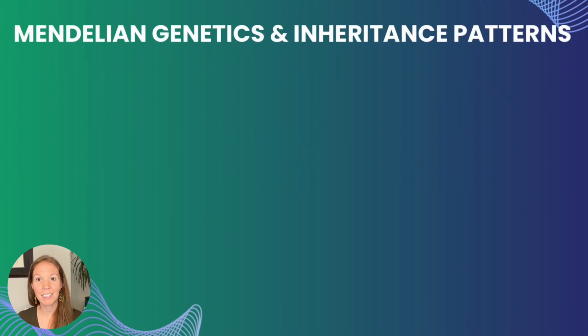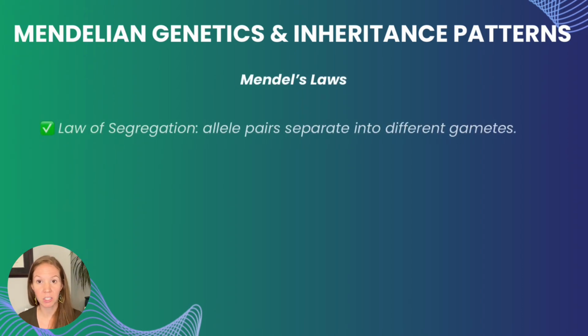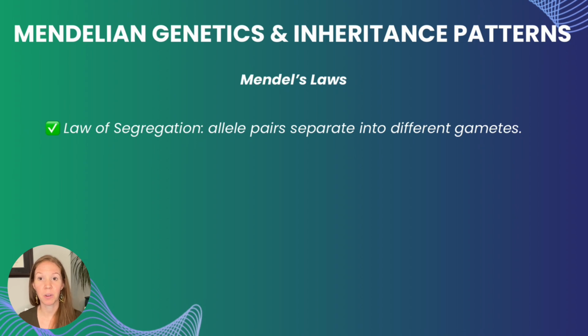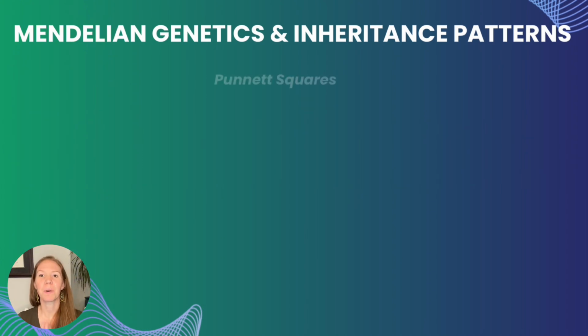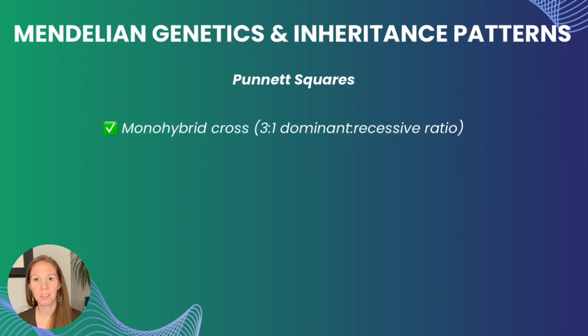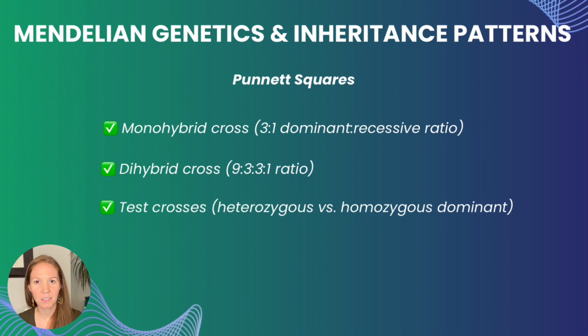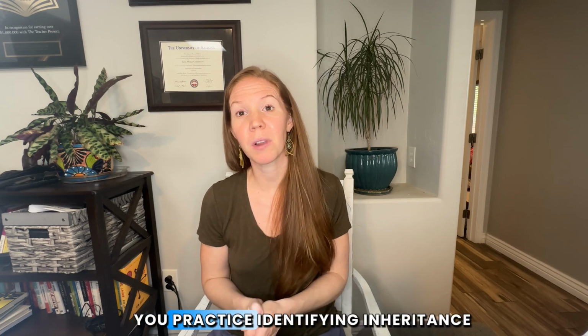So let's look at genetics and inheritance patterns. You need to know Mendel's laws, the law of segregation: allele pairs separate into different gametes. You need to know the law of independent assortment: separate genes sort independently. Know your Punnett squares. Monohybrid cross, 3:1 ratio. Dihybrid cross. Test crosses. Heterozygous versus homozygous. And know your inheritance patterns. MCAT loves pedigrees, so make sure that you practice identifying inheritance patterns very, very quickly.